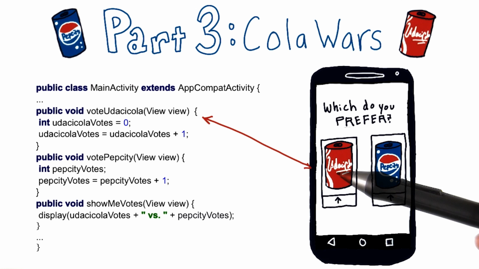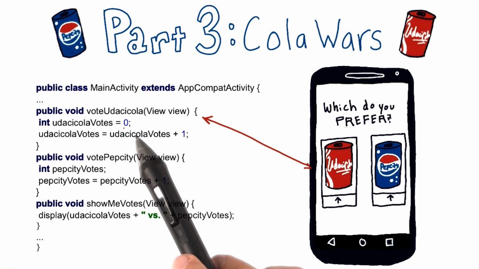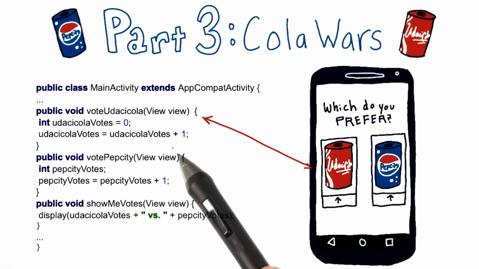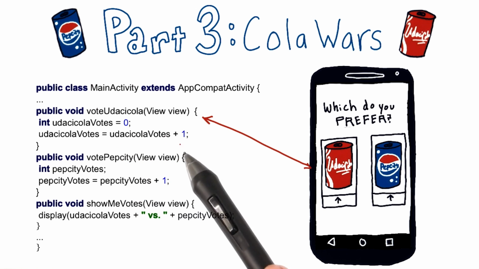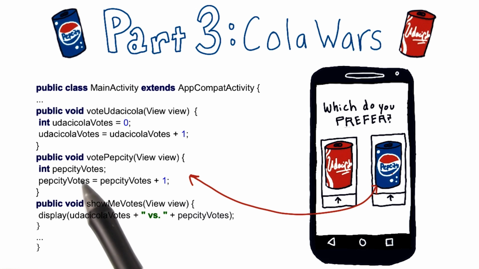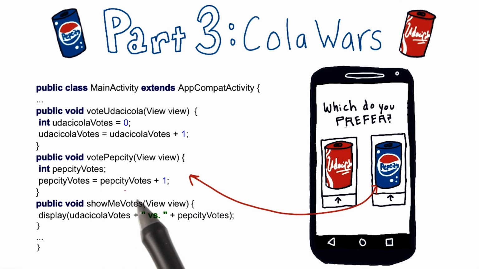When you click the Udasa Cola button, it'll call the voteUdasaCola method, which adds 1 to udasaColaVotes, a variable that's meant to keep track of how many people have voted for Udasa Cola. In the same way, let's say that you've programmed the XML so that when you click on the Pepsi button, it calls the votePepsi method, which also adds 1, but instead to the number of Pepsi votes.